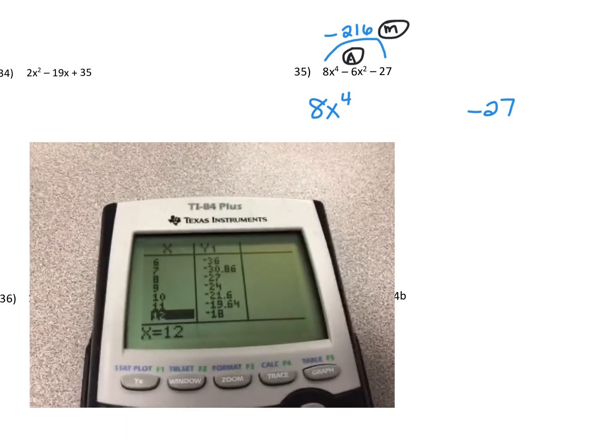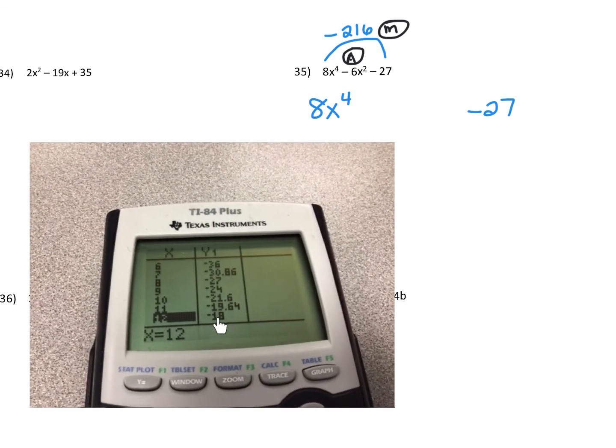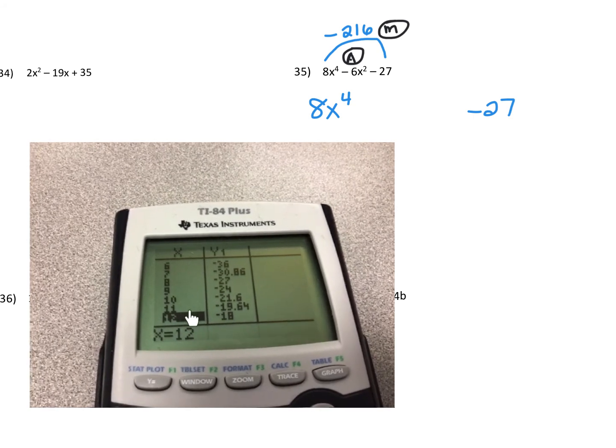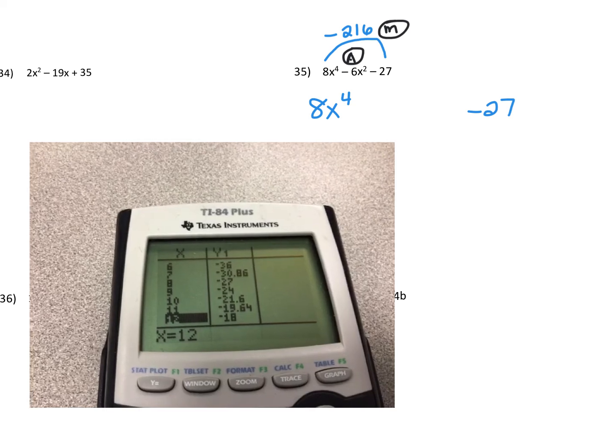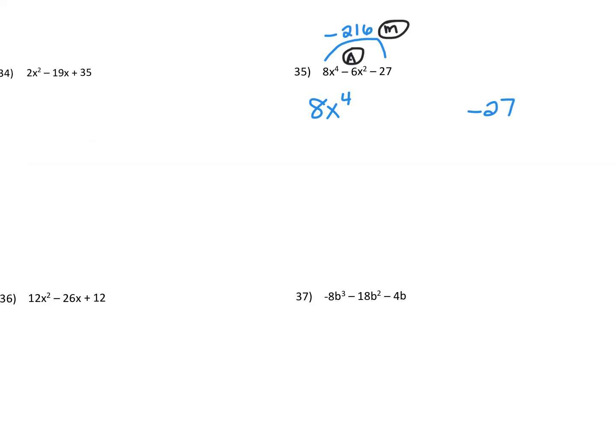Oh, right there, look. 12 plus negative 18, right? If you add those, doesn't that add up to negative 6? So what we're going to use is a positive 12 and a negative 18. Okay, so a positive 12 and a negative 18. And again, it does not matter what order you put it in.